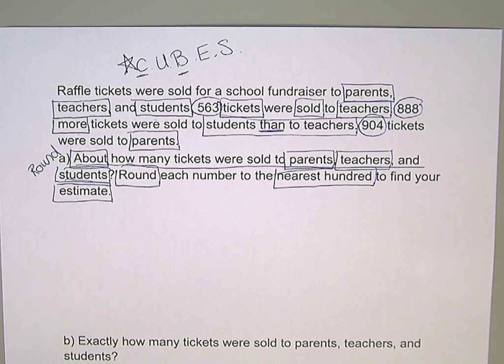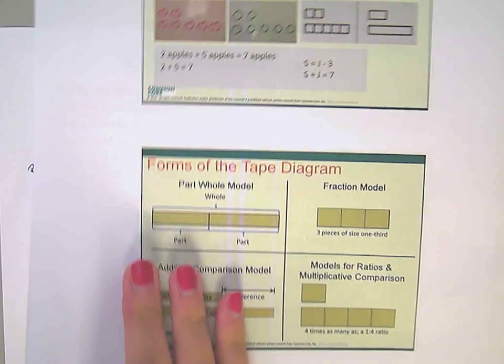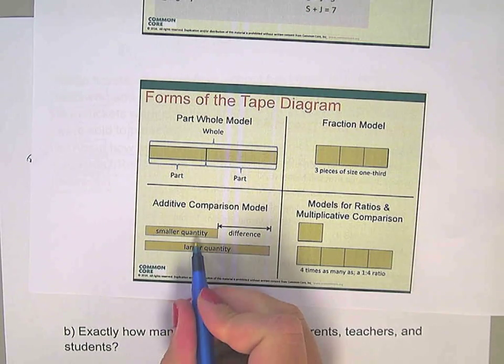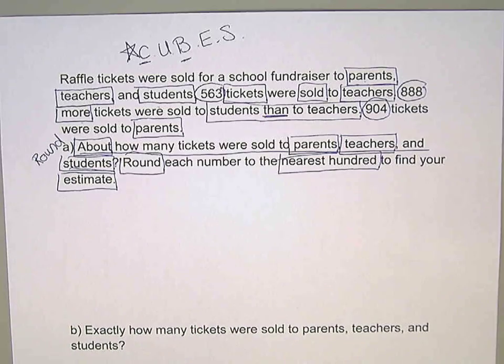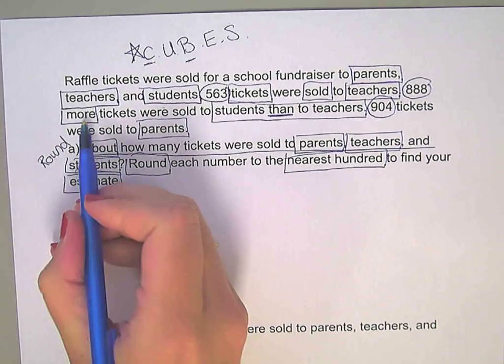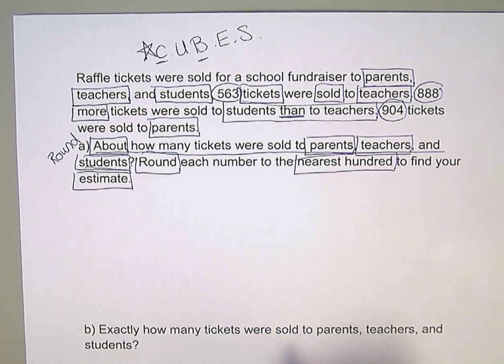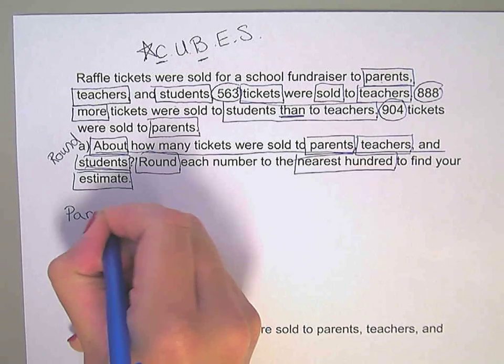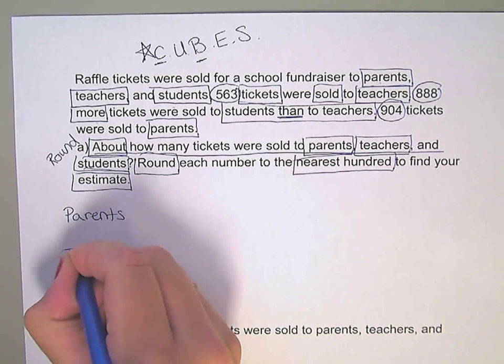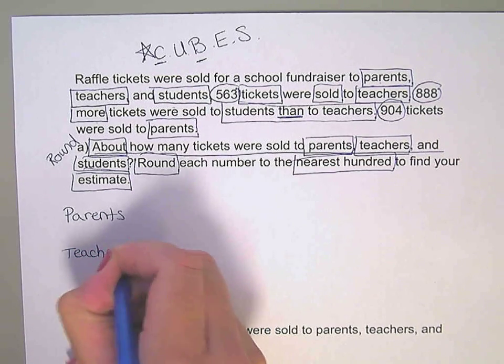So if you will notice in our tape diagrams, we're using this one. We're going to stack them on top since we're comparing. I know we're comparing because we have 3 parts, and I also am dealing with that word more. So I'm going to put parents, teachers, and students.